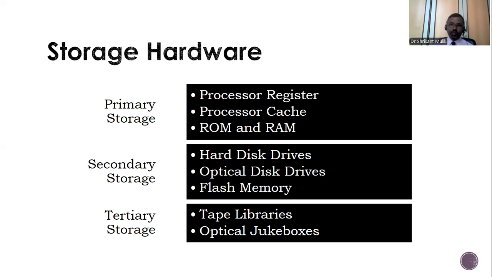So when you're storing for a long period of time, you don't want to store it on, say, CDs and all that. Earlier, that used to be an option. But as we know, CDs are not that reliable when it comes to storing for a long period of time. So that is where you'll see tape libraries being used or optical jukeboxes being used.